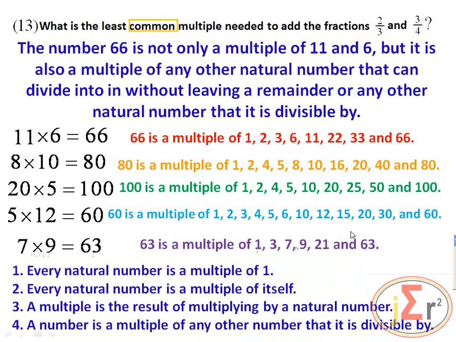Take note of these very important facts. Every natural number is a multiple of 1. Every natural number is a multiple of itself. A multiple is the result of multiplying by a natural number or counting number. A number is a multiple of any other number that it is divisible by.